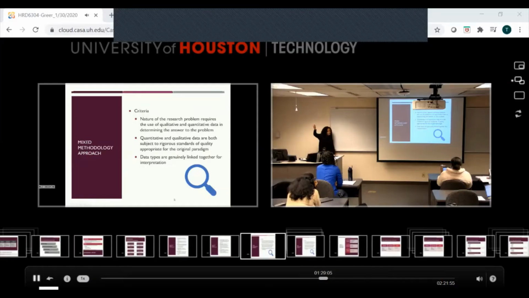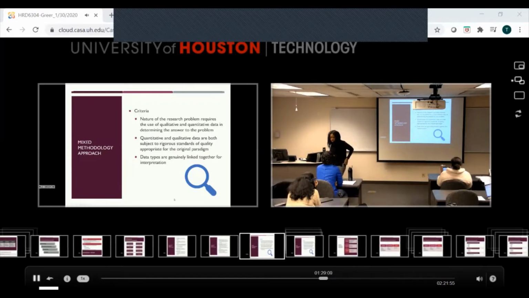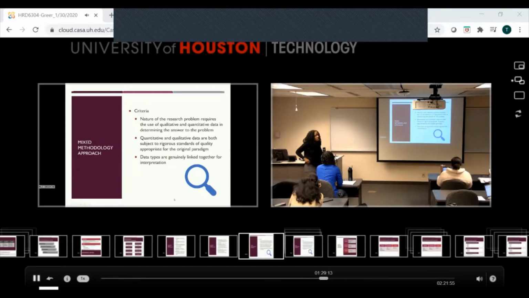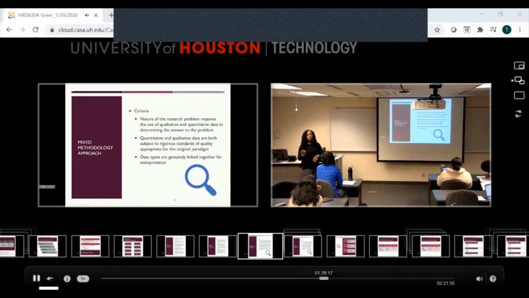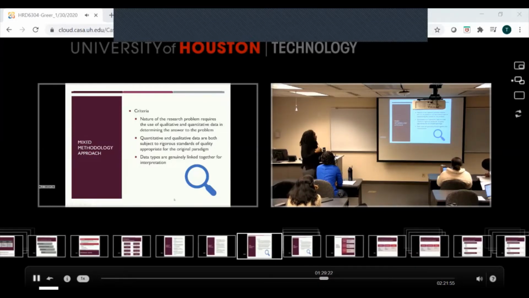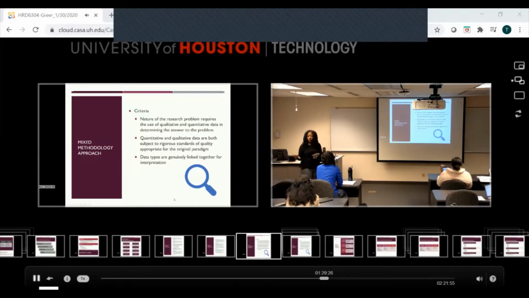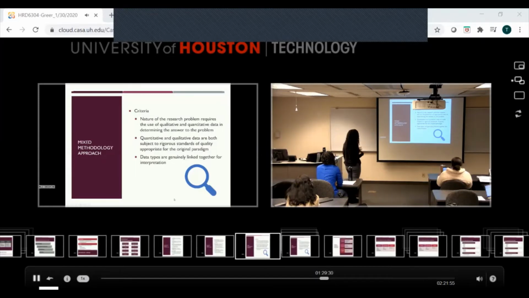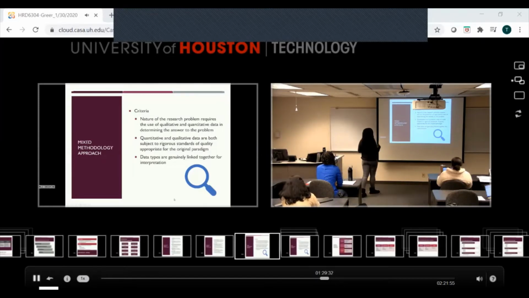You've got qualitative methodology, which we just talked about. You've got different quantitative methodologies. And then there's also a mixed methodological approach, okay? In that case, you have some type of research question or problem that requires the use of both qualitative data and quantitative data, okay, to determine the actual right answer to the problem, okay?